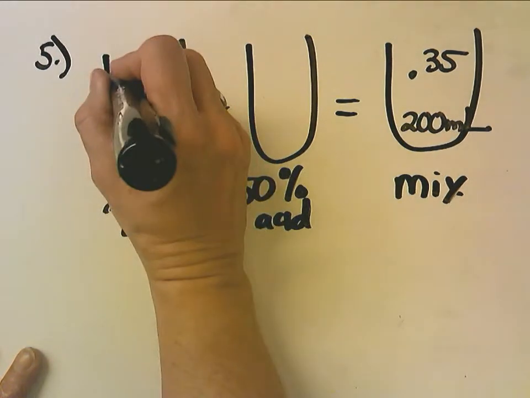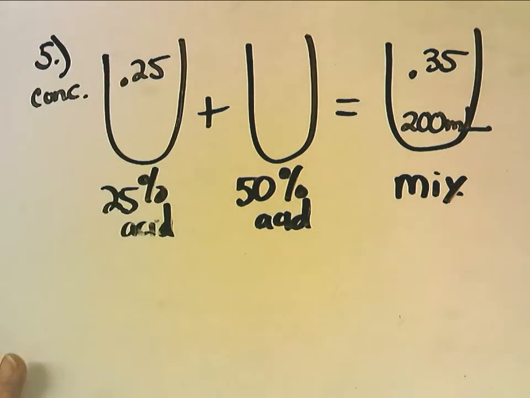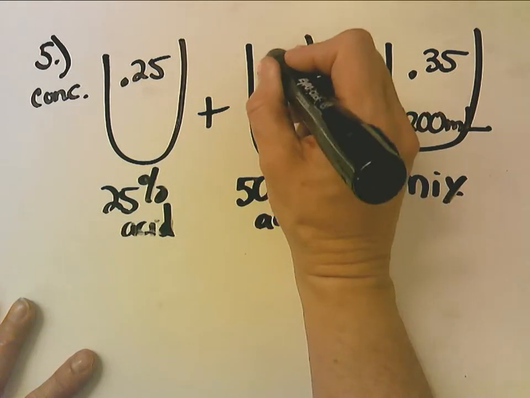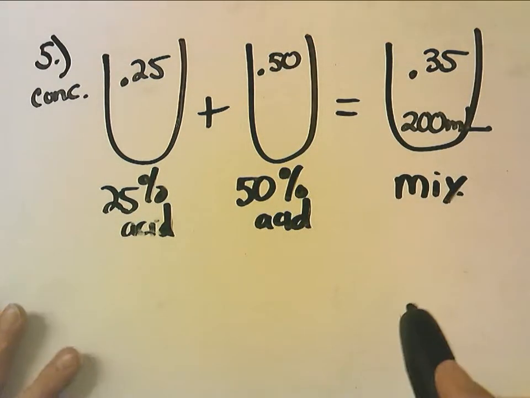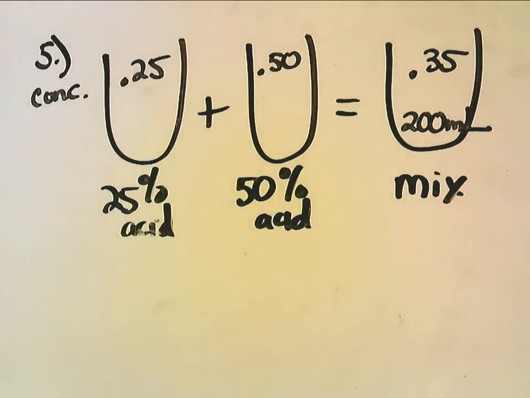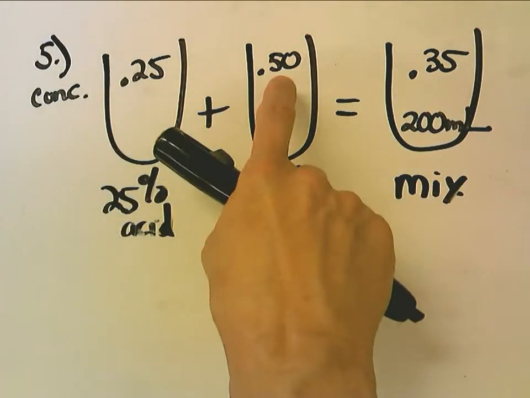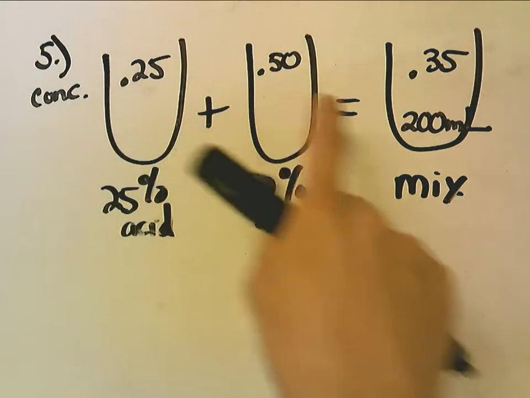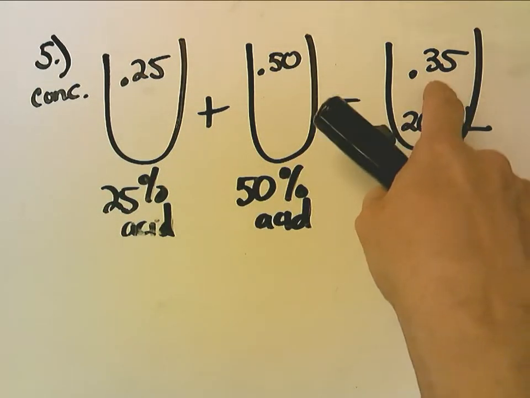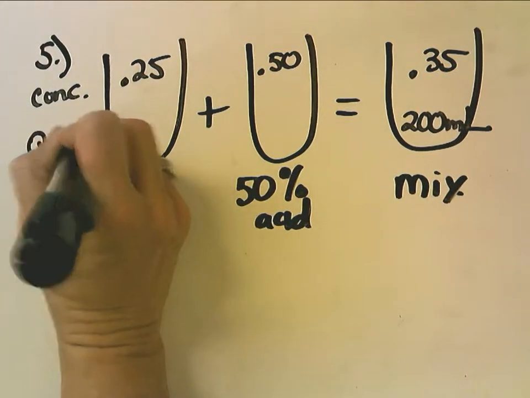So a 25% acid solution. Instead of having a unit cost, I'm going to call this a concentration. So it's a 25% concentration. This is a 50% concentration. I want to mix them together to create a 35% concentration. Notice 0.35 is in between 25 and 50, 0.25 and 0.50. So this truly is a mixture.